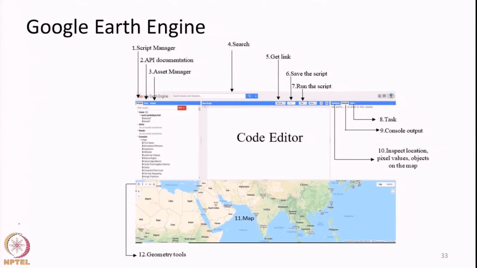Say this is how basically a Google Earth Engine screen may look. This portion is actually the map, where we can see the map. If you want to open a satellite image, say I am opening a satellite image over Mumbai, it will be displayed like this here.